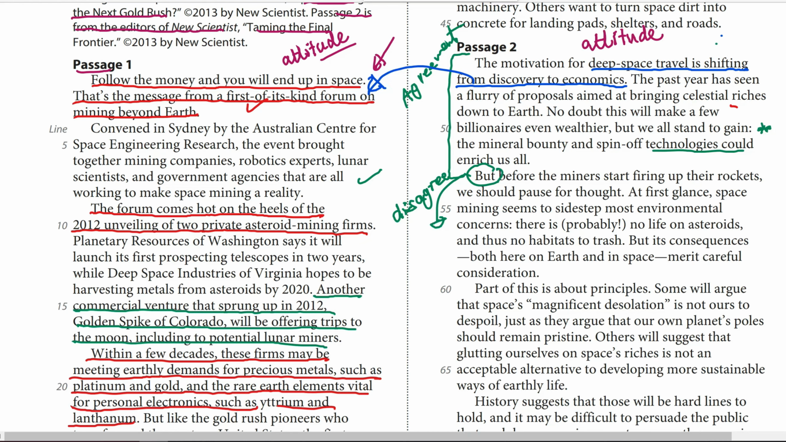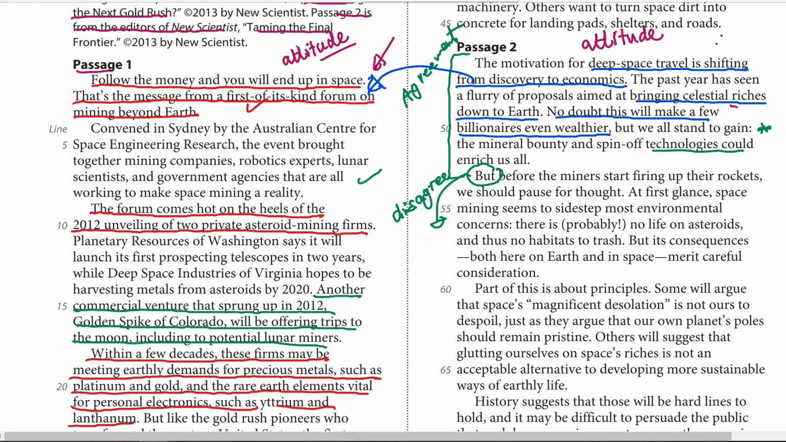The past year has seen a flurry of proposals, a lot of suggestions, aimed at bringing celestial riches down to earth. Let's bring anything from there, find gold, find whatever we can and bring it to earth. No doubt this will make a few billionaires even wealthier. And then you ask, is this positive or negative? No doubt this will make a few billionaires even wealthier.